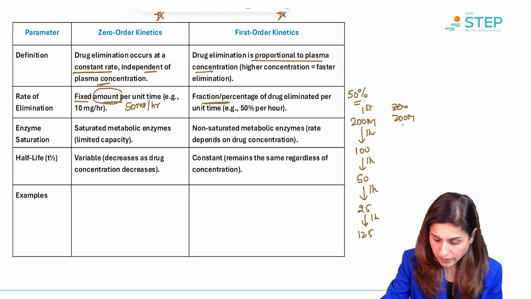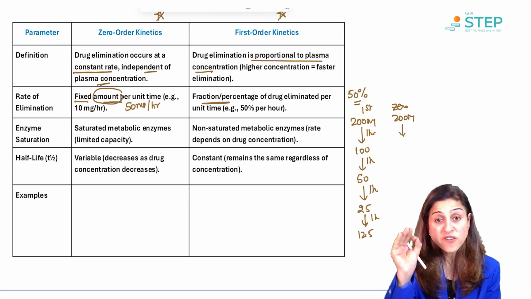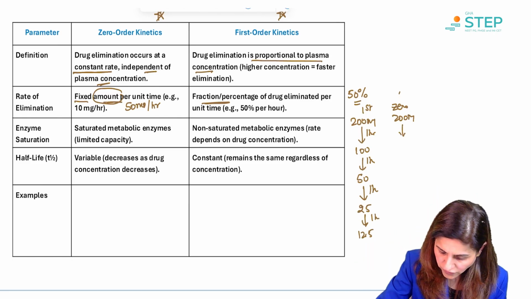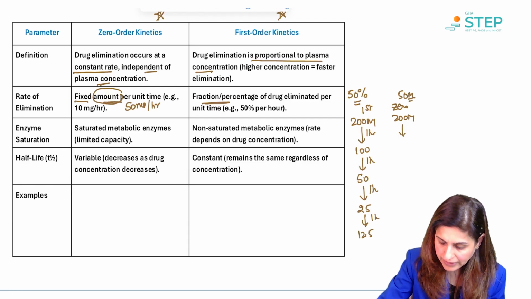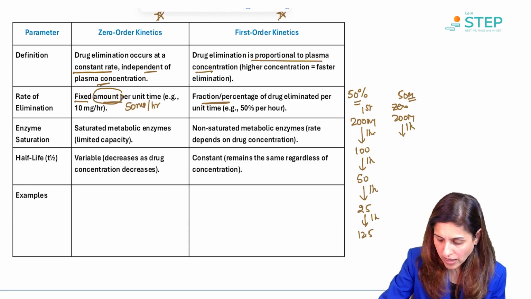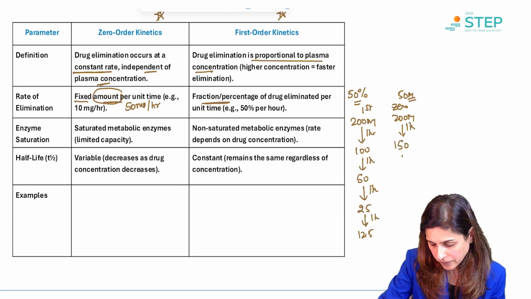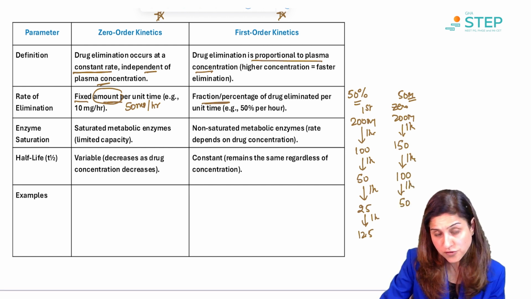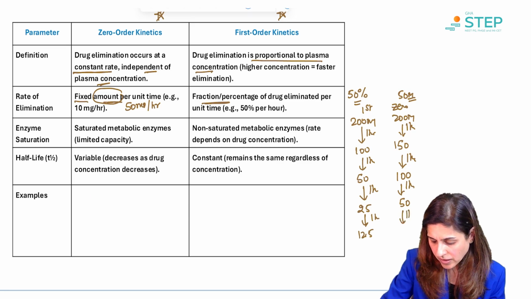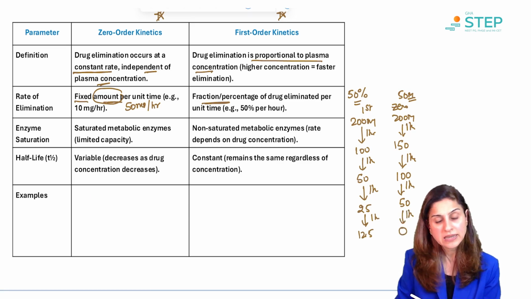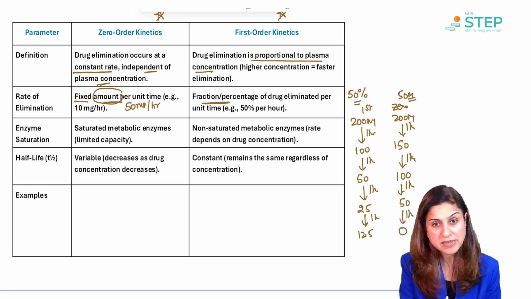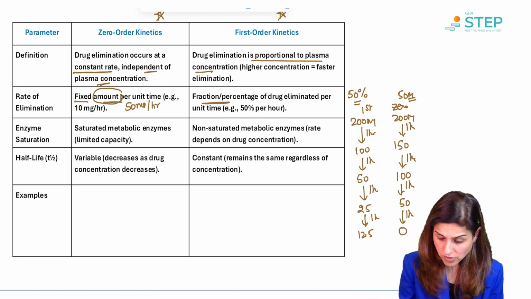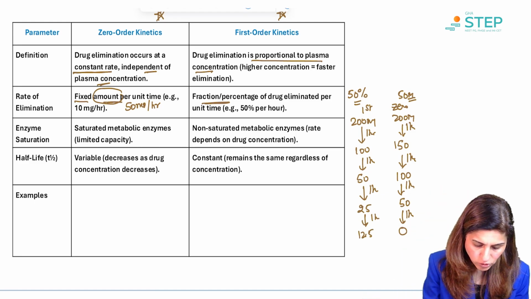While in zero order, in 1 hour, it is 50 milligrams, not 50%, but 50 milligrams in 1 hour. So in 1 hour, it is 150. In another 1 hour, it is 100. In another 1 hour, it is 50, right? In another 1 hour, it is 0. See the difference? That is 50% and that is 50 milligrams of the drug.